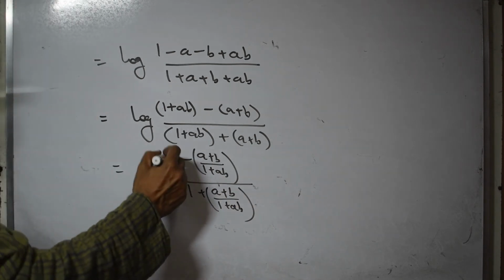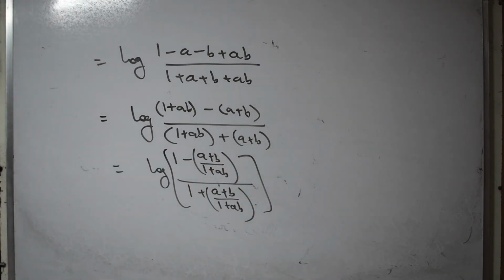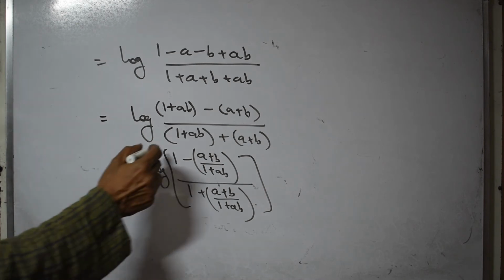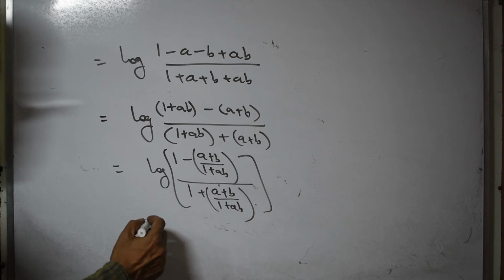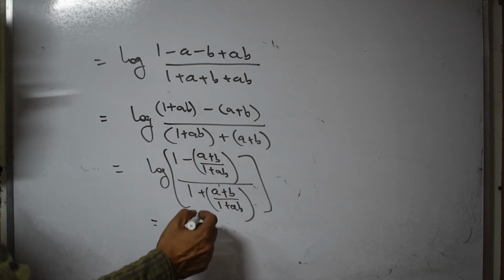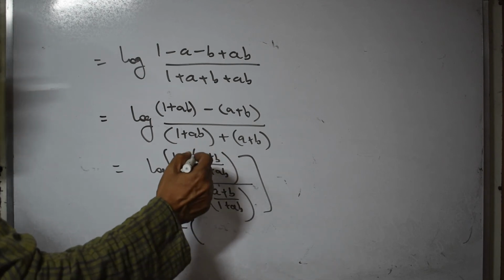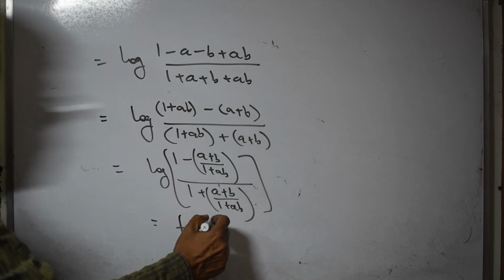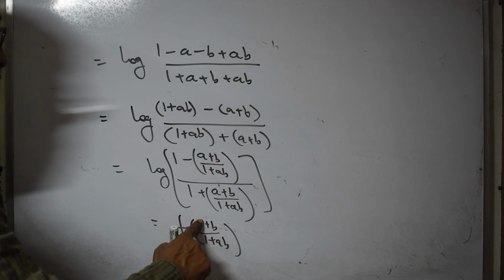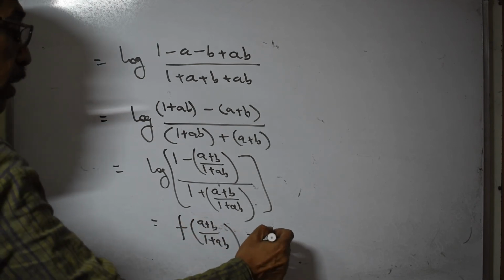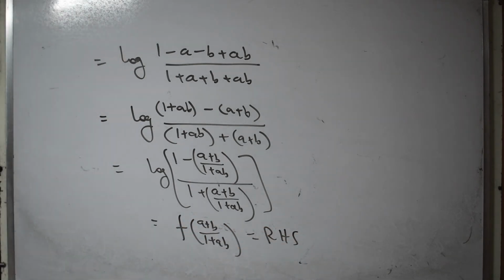So now you look, it is log of (1 minus x) by (1 plus x). That means this is nothing but a function of x, but x is not x. X is (a plus b) by (1 plus ab). So looking at the right hand side, we are finding that it is proved. So this way we can prove it if we go from the left hand side to the right hand side.